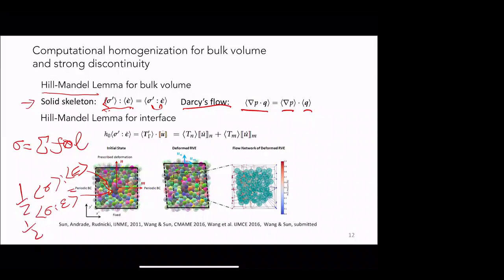Okay, the same philosophy can be applied on an interface with a finite thickness. And this would give us the rules for the homogenization for the cohesive separation law. So this homogenization strategy has been reviewed a number of times in this paper. If you're interested, please feel free to take a look.